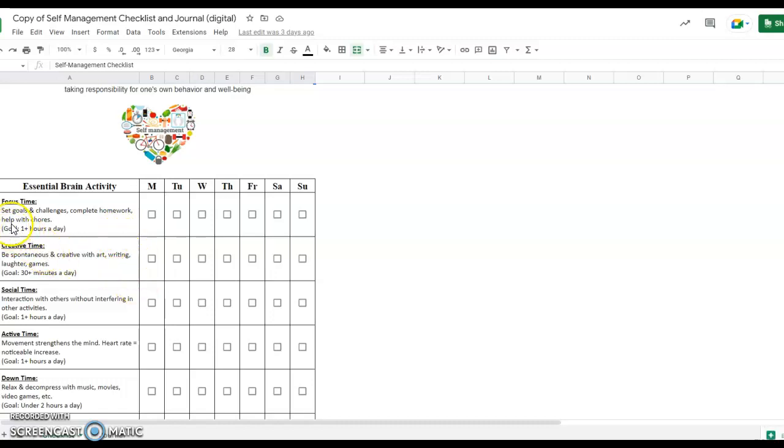And please read. It says, for example, setting goals, challenges, completing homework, helping with chores. Your goal is to do it 1 hour a day. Are you helping out and setting time aside to get those things done for at least 1 hour a day? If you did on a Monday, check the box. If you didn't, don't check the box. And then you're just going to go down to the next one and just keep going down.